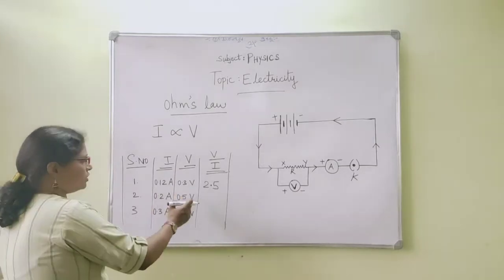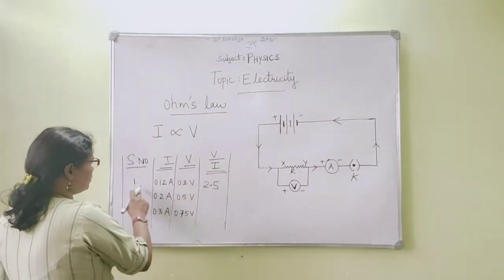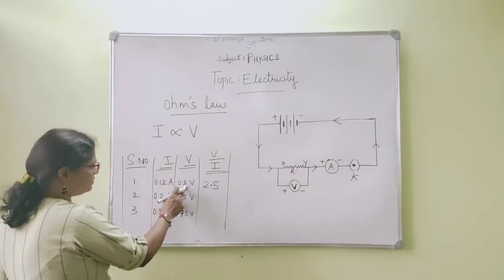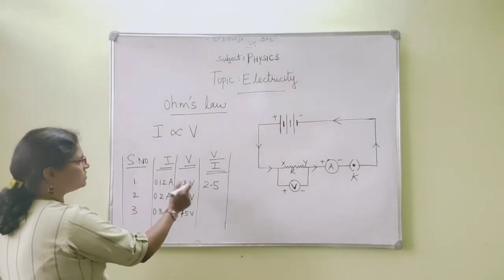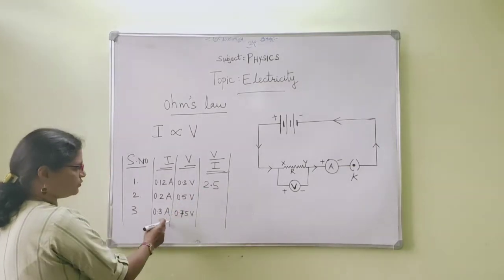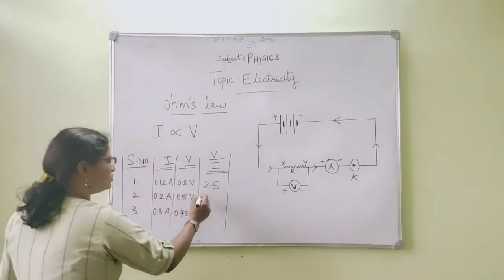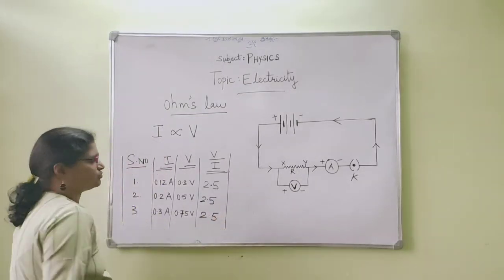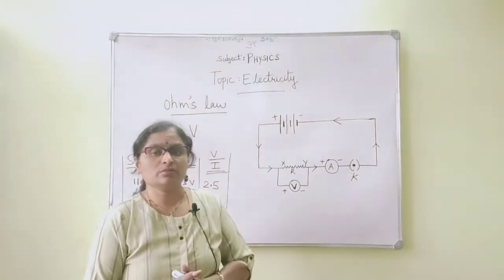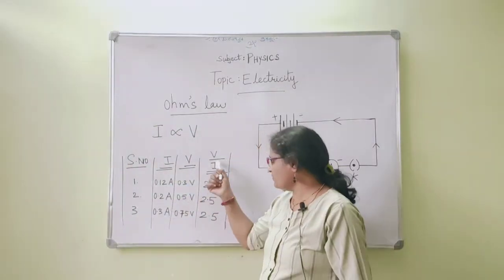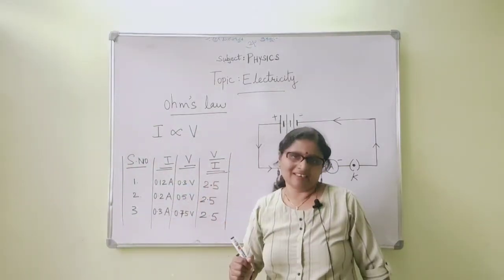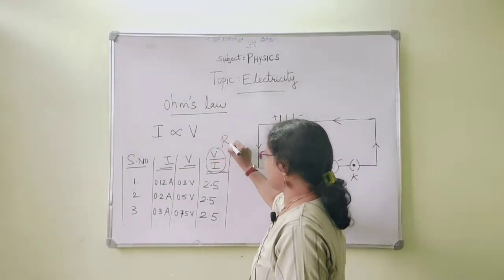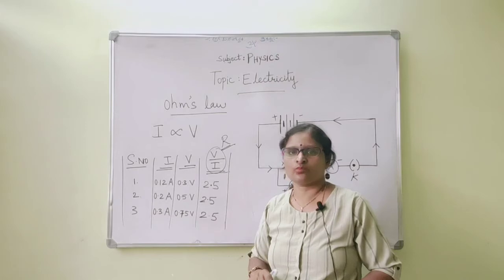Then later on we have to divide V by I. So for the first step, the V by I value, when you divide 0.3 divided by 0.12, the answer is 2.5. Similarly, here also we divide both V and I. So that is how you get 2.5 in each case. So from this tabular column, it is very clear that the V by I value is a constant, and this V by I is nothing but the resistance, electrical resistance.